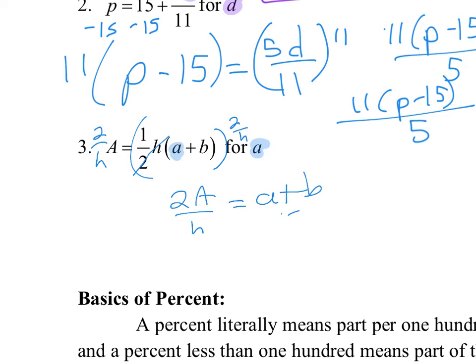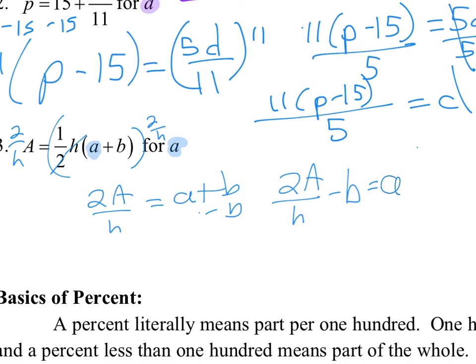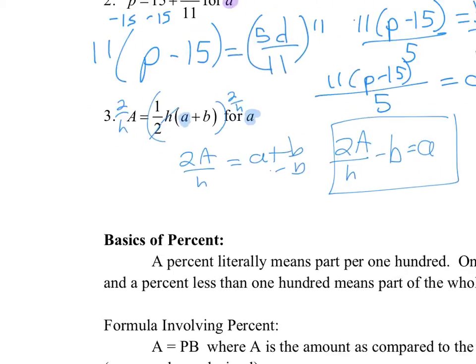So now all I have to do is subtract the b from both sides. So I have 2a over h minus b is equal to a. And that's my final answer.